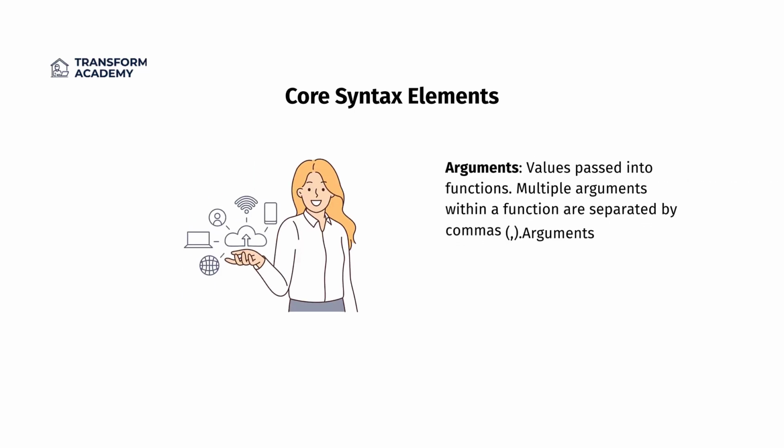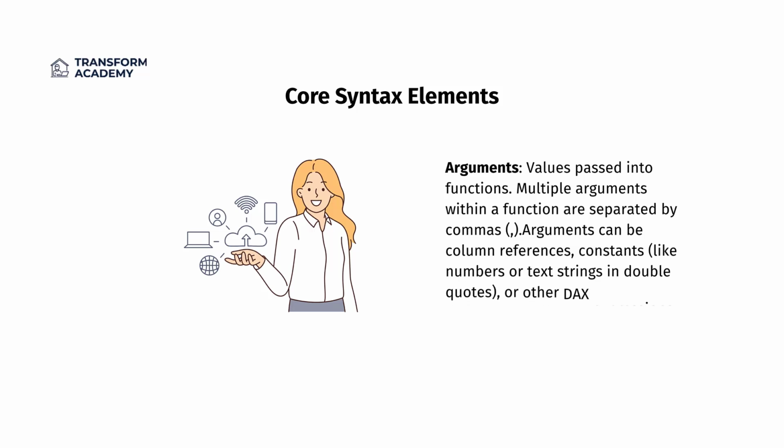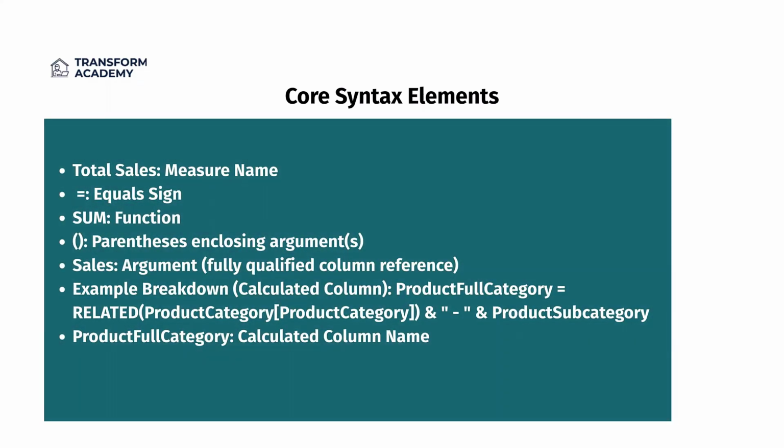Arguments, values passed into functions. Multiple arguments within a function are separated by commas. An argument can be a column reference, a constant like numbers or text, strings in double quotes, or other DAX expressions. Example breakdown. Measure Total Sales, equal sign, SUM function, parentheses enclosing the arguments, Sales[Amount] as the argument, a fully qualified column reference.